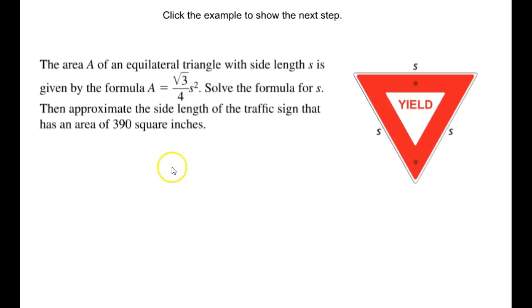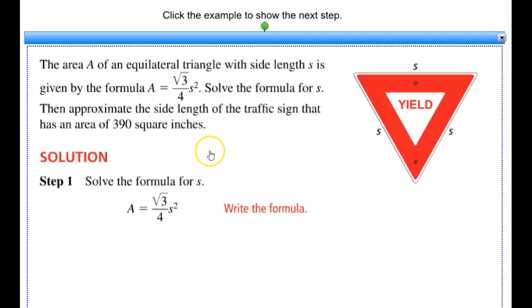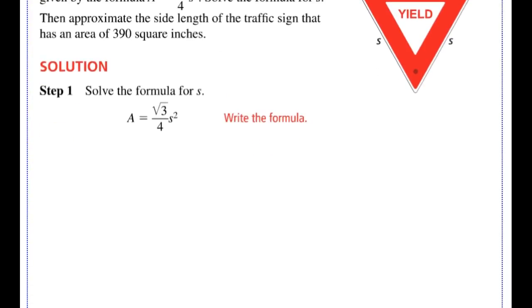So I want to get s all by itself. So the first thing I do is I kind of write my formula out so I have something to work with. I multiply both sides by the reciprocal of this fraction, right? Because I'm dealing with fractions, I'm going to have to multiply by the reciprocal. So I flip it upside down. So now I have 4A over the square root of 3 equals s squared.